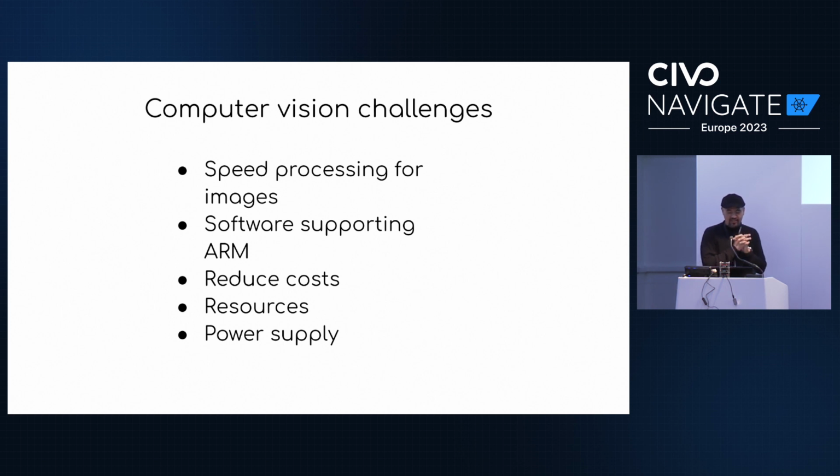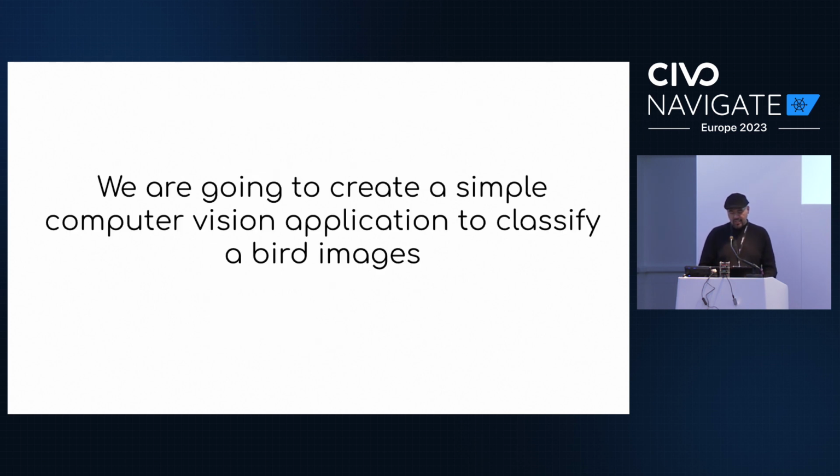So the challenges of computer vision are speed processing for images. How much speed do you need to process your information? The ARM support. How to reduce costs, like using the least power that you can, the resources for your devices, and also the power supply. Pretty common challenges for computer vision, also for edge computing or edge devices.